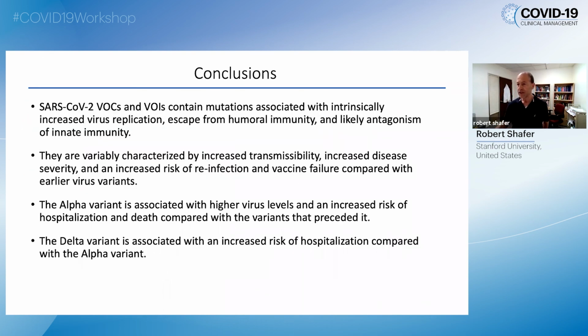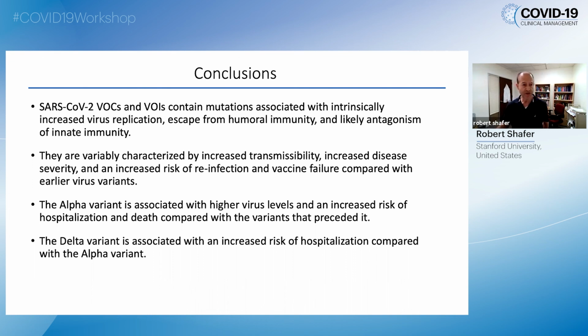In conclusion, SARS-CoV-2 variants of concern and variants of interest contain mutations associated with intrinsically increased virus replication, escape from humoral immunity, and likely antagonism of innate immunity. They are variably characterized by increased transmissibility, increased disease severity, and an increased risk of reinfection and vaccine failure compared with earlier virus variants.